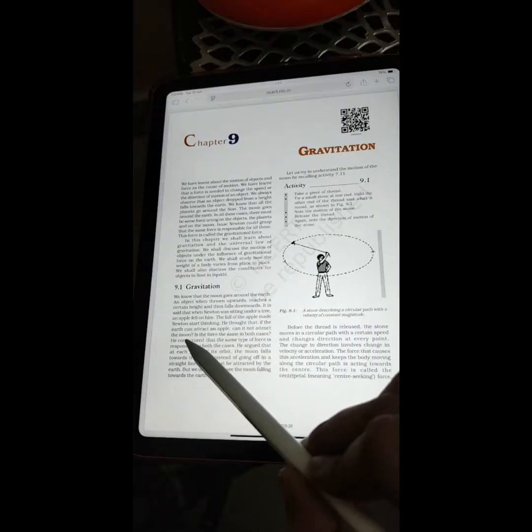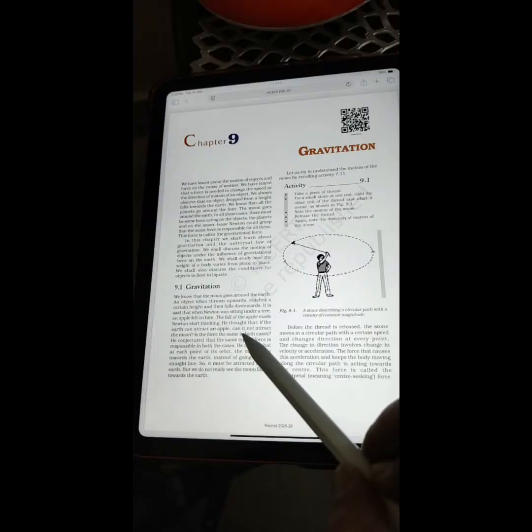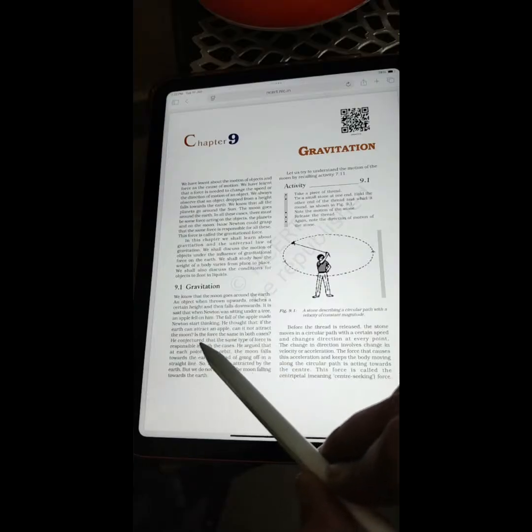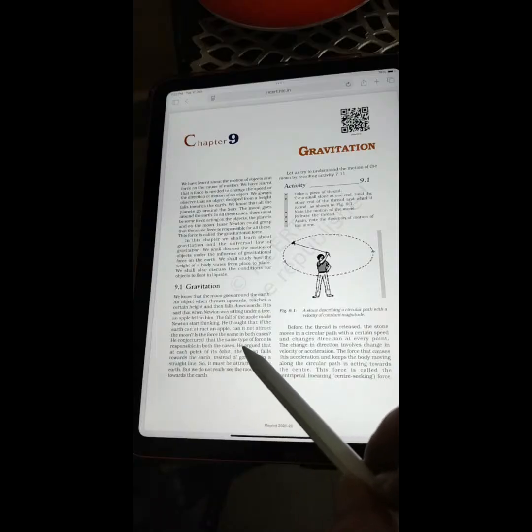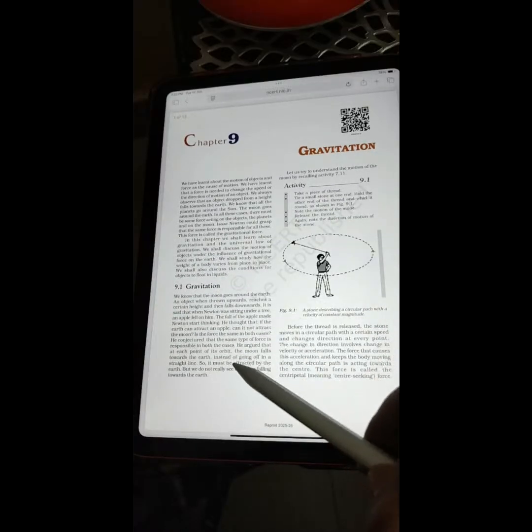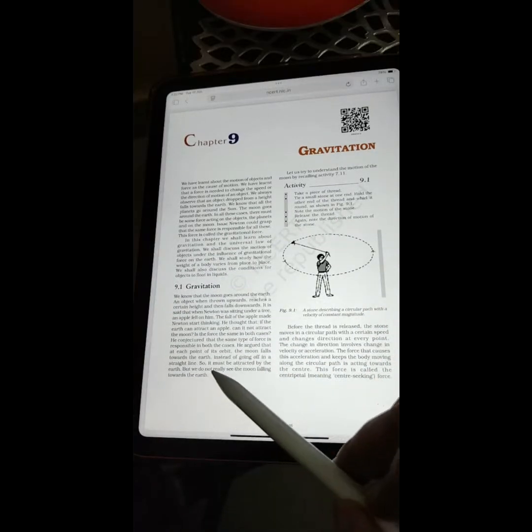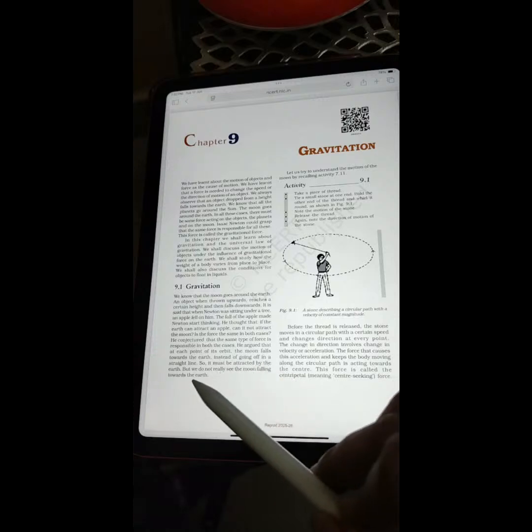He thought that if the earth can attract an apple, can it not attract the moon? Is the force the same in both the cases? He conjectured that the same type of force is responsible in both the cases. He argued that at each point of its orbit, the moon falls towards the earth instead of going off in a straight line.